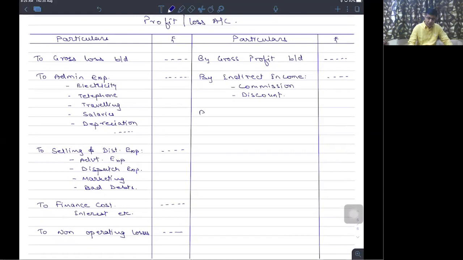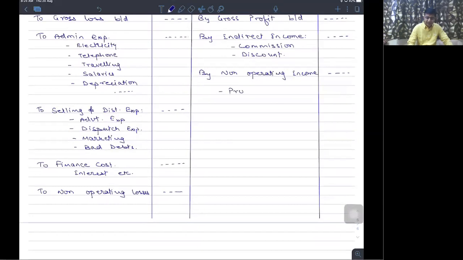And then you may also have non-operating income. Like, there can be some profit on sale of asset. You must have seen it in depreciation, profit on sale of asset. There can also be certain income in the form of dividend. Your business is trading in goods and you have invested in some shares, and from there you are getting dividend. That dividend will not be treated as your operating income. That is considered as your non-operating income, and so on and so forth.